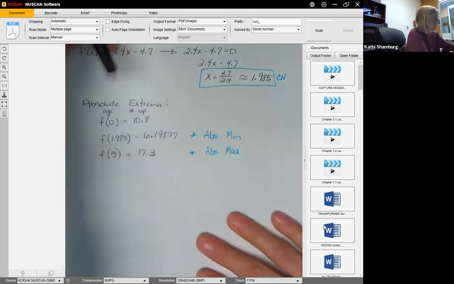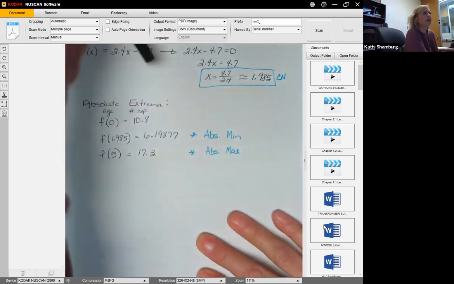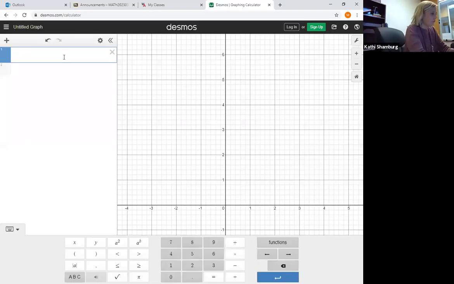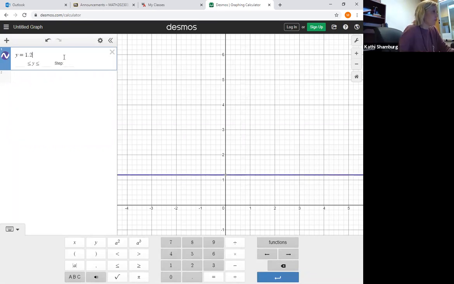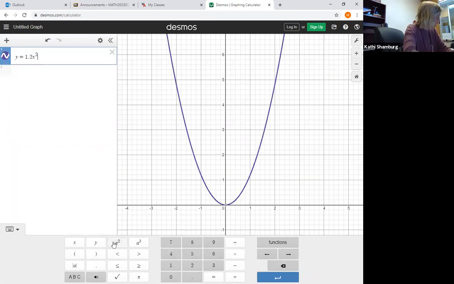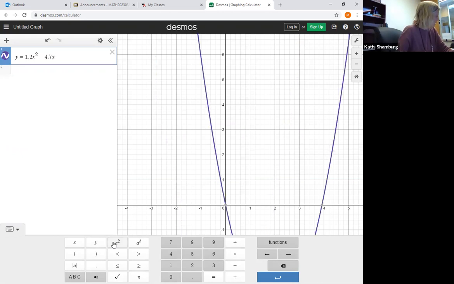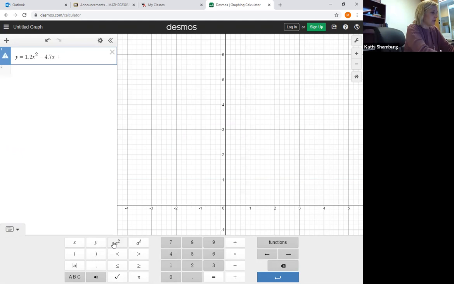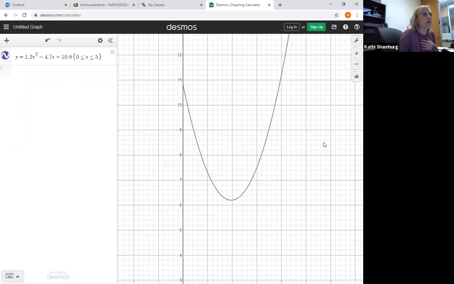Let's go ahead and answer some questions, but first I'm going to go to the graph now. So y equals 1.2x squared minus 4.7x plus 10.8. And then it is from 0 to 5. So let me make this a little bit smaller.